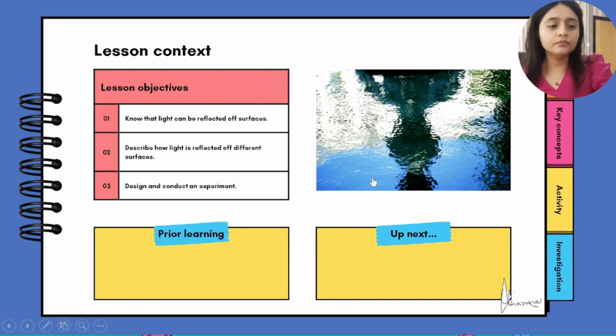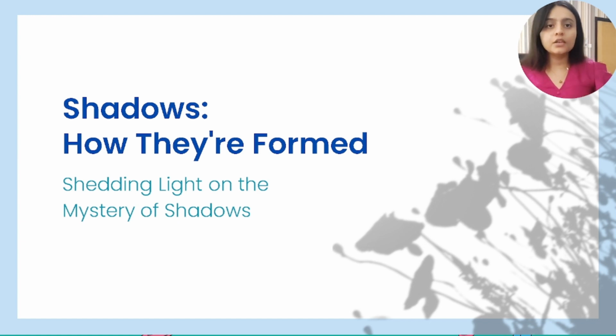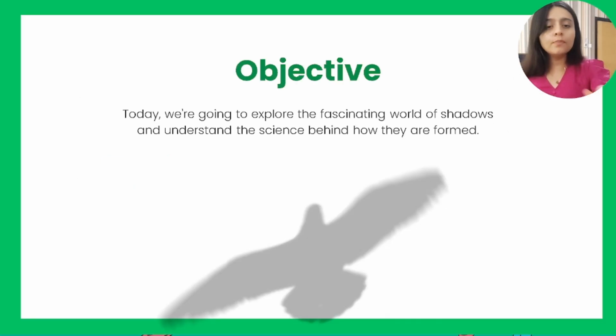Okay. So there is a very short topic in your NCERT regarding shadows. In these slides we are going to study shadows, how they are formed, and which material from transparent, translucent and opaque helps in forming the structures known as shadows. Okay. So before proceeding with the part of the chapter on shadows, we are going to explore the fascinating world of shadows and understand the science behind how they are formed.